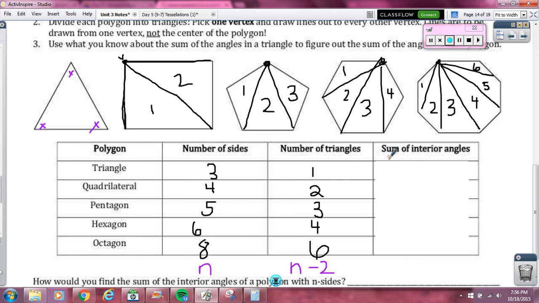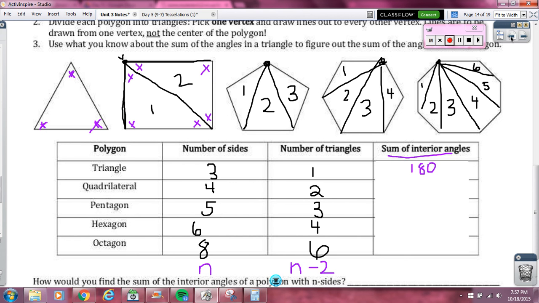And when we think about the sum of the interior angles, a triangle, we know, if we were to add up, I've got these 3 x's marking the interior angles. The sum of the interior angles of a triangle is 180 degrees. But then if I go and look at the quadrilateral, I've got 1, 2, 3, there's 180 degrees, and 1, 2, 3.